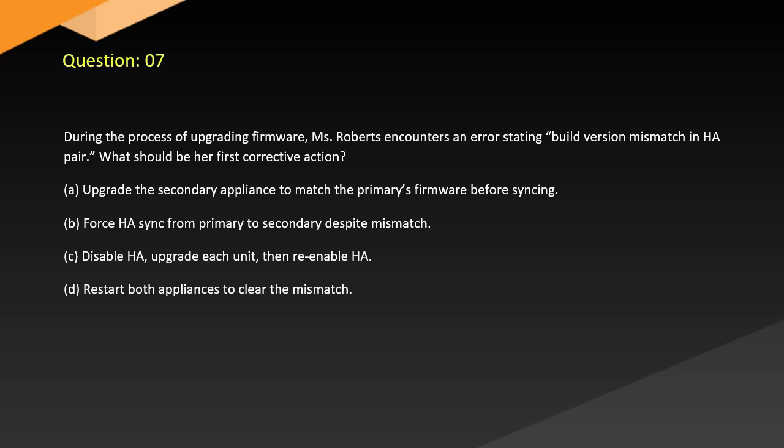A. Upgrade the secondary appliance to match the primary's firmware before syncing. B. Force HA sync from primary to secondary despite mismatch. C. Disable HA, upgrade each unit, then re-enable HA. D. Restart both appliances to clear the mismatch.